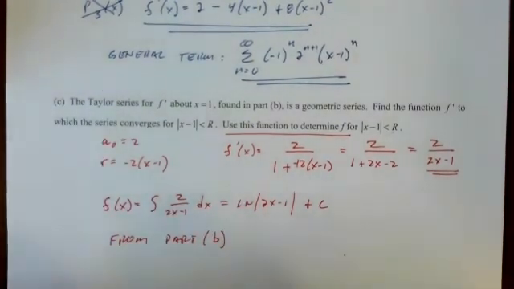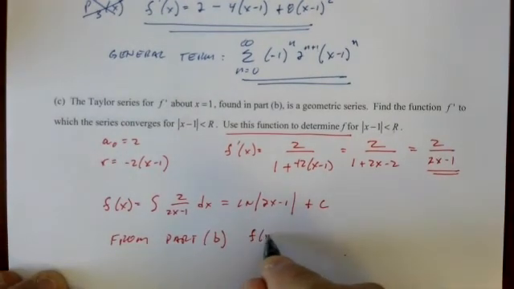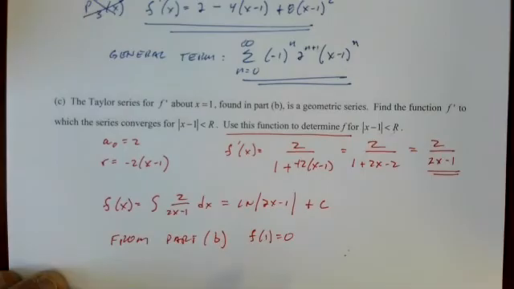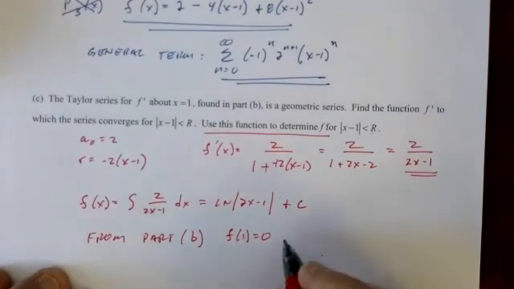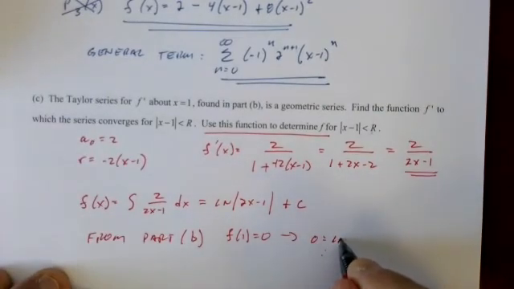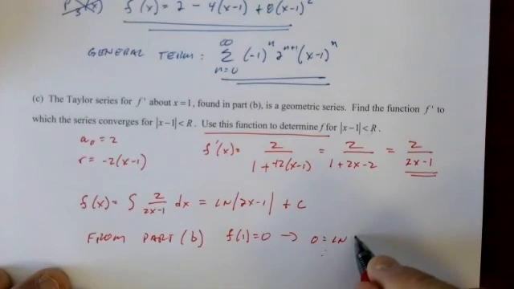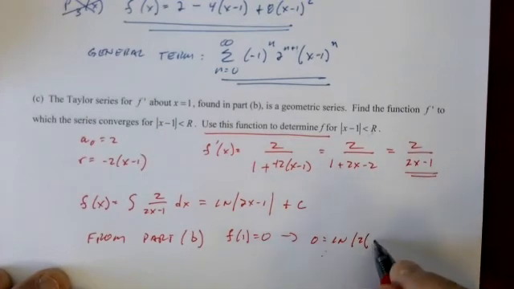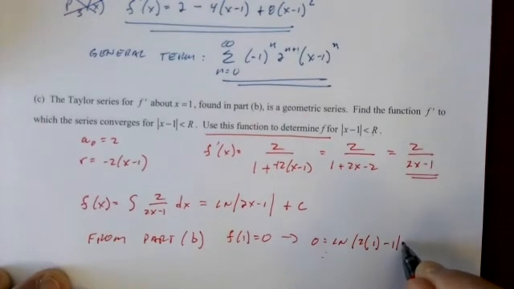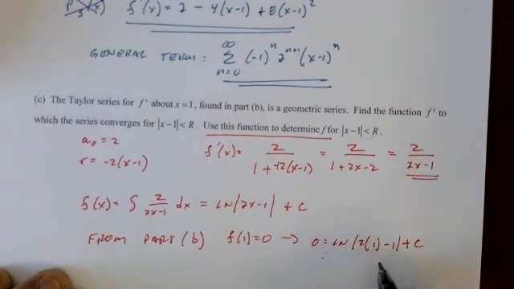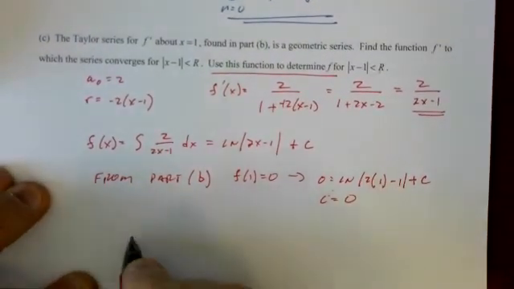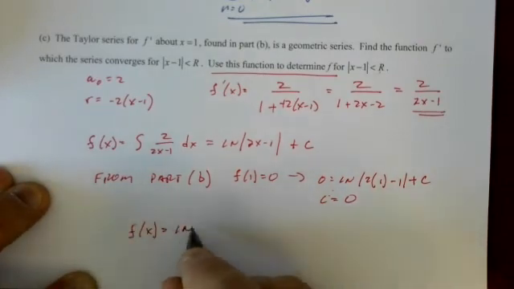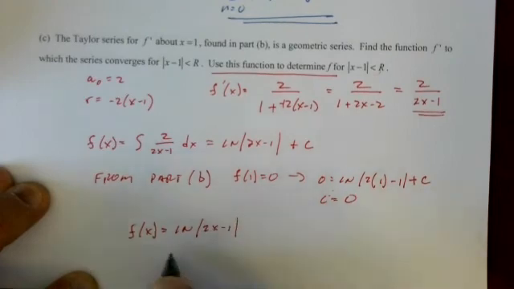Part B, f of 1 equals 0. You could even go to part A and say, plug in 1 here, it all vanishes. So 0 equals ln of 2 times 1 minus 1 plus c. And that's ln of 1, which is 0, so c equals 0. Cool. So f of x equals ln of 2x minus 1.